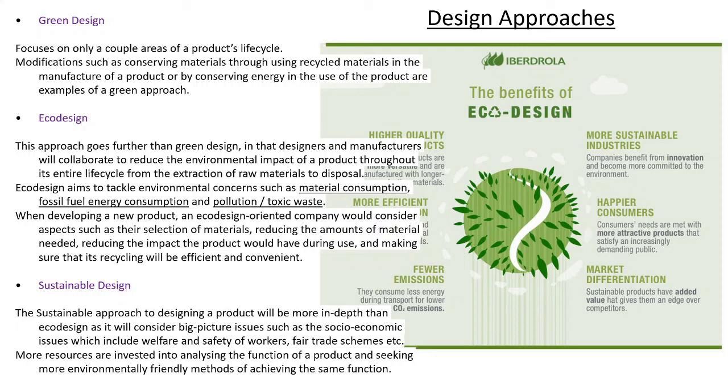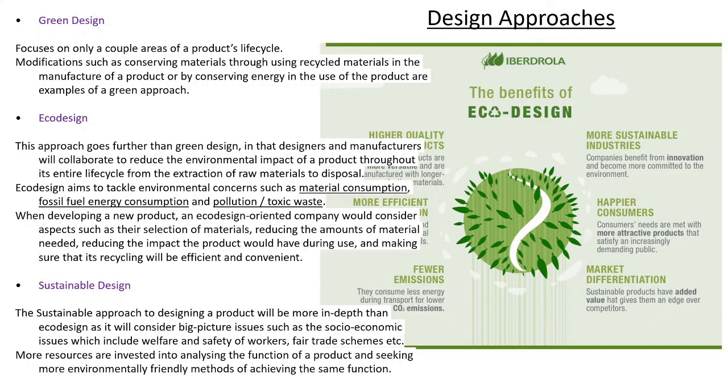So rather than looking at the whole product life cycle and trying to completely change it to make it less of an impact, they'll just focus on a couple of little bits. Then there's eco design, which goes further than green design. It's level two. They'll collaborate to reduce the impact throughout the entire lifespan, from extraction of raw materials all the way through to disposal at the end of the life of the product. They're tackling concerns like excessive material consumption, fossil fuel consumption, and pollution or toxic waste.